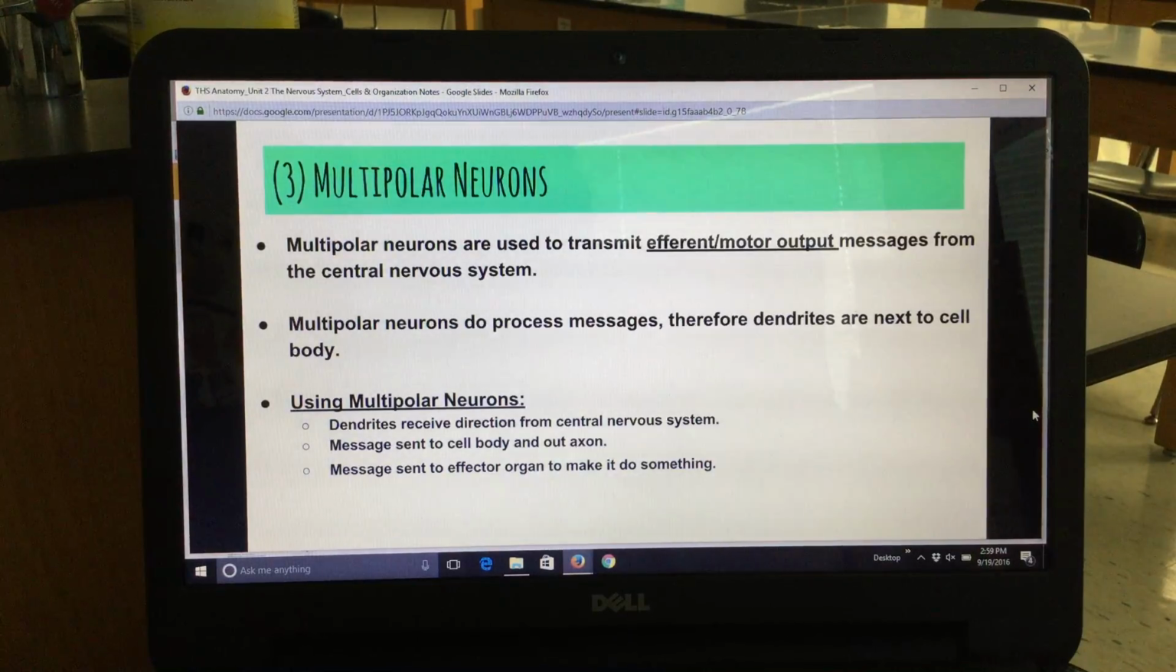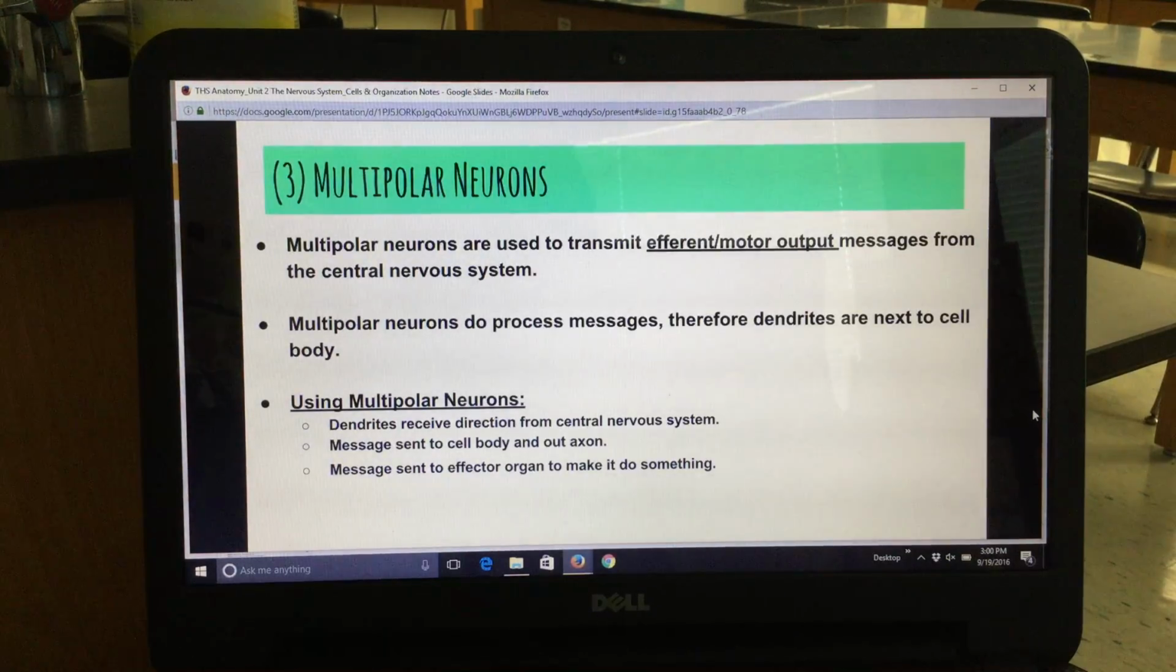Now, multipolar neurons do process messages, and they do integrate and prioritize them. Therefore, in multipolar neurons, we see the dendrites directly next to the cell body. Same basic process. We have dendrites receiving some sort of message. In this case, with multipolar neurons, it's coming from the central nervous system. The message is sent to the cell body, it integrates and processes it, it goes out the axon, and the message is sent to some sort of effector organ.